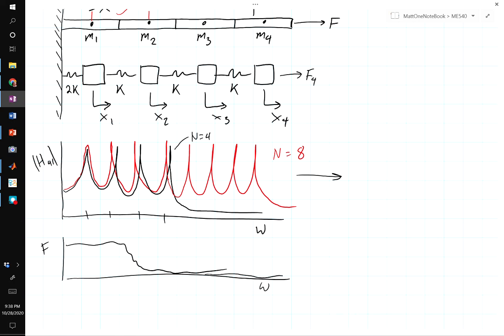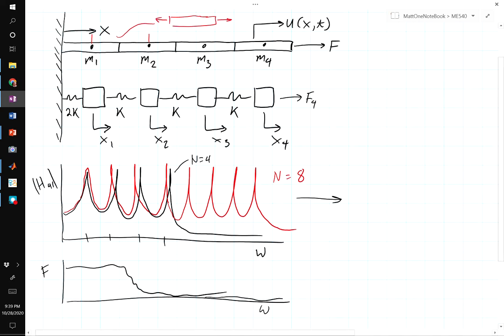So this is what allows us to create models for continuous systems, to approximate an infinite degree of freedom system with a finite number of degrees of freedom without really losing dramatic accuracy. And the Ritz series is a method that allows us to do that.